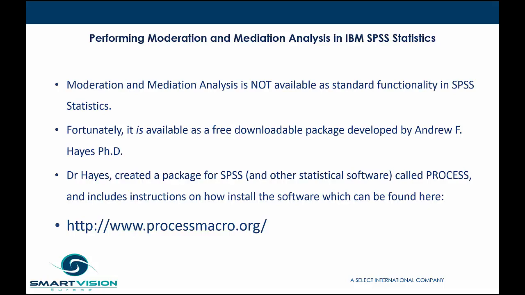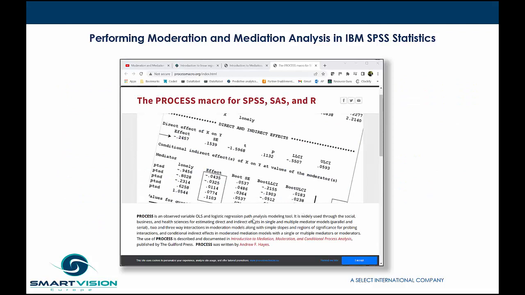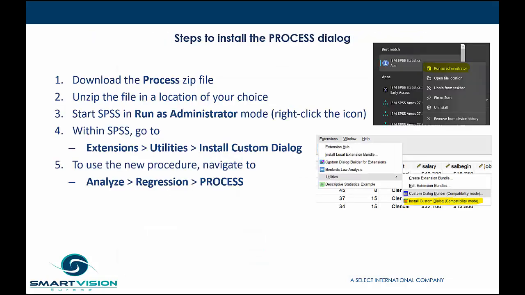It's got instructions on how to install the software, which can be found here at www.processmacro.org. It'll take you to this site here. If you simply scroll down, you'll be able to download the package. It'll come down as a zip file. Obviously for SPSS, you're asking for the SPSS package. What you do is you download the Process zip file, unzip the file in a location of your choice. Just put it somewhere that you can find it.